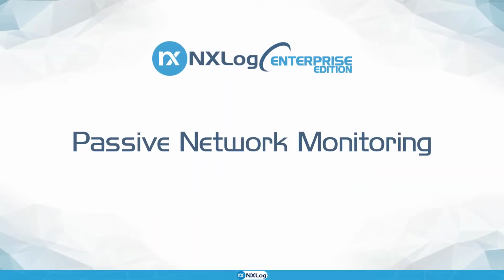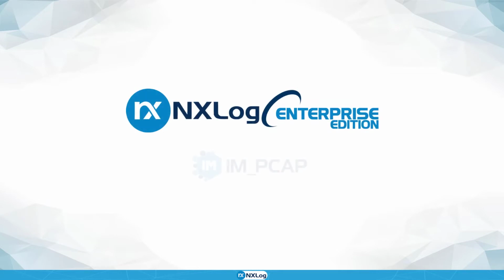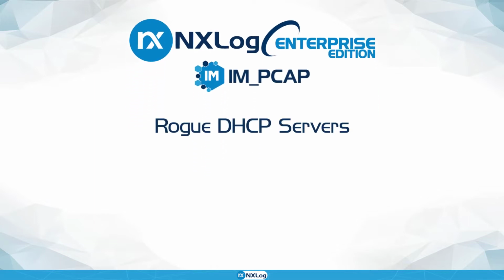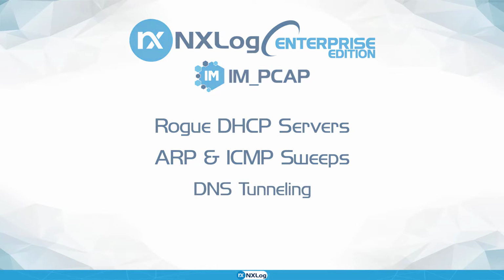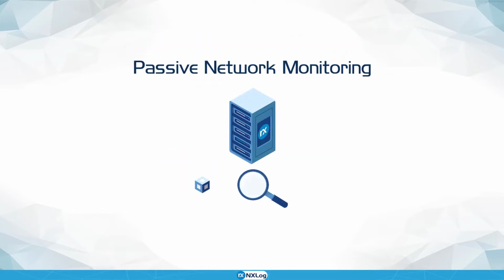In this tutorial series, I am exploring passive network monitoring and logging using NXLog Enterprise Edition and the included IMPCAP module. I showcase using the passive network monitoring abilities of NXLog Enterprise Edition to capture and log questionable network-related events such as rogue DHCP server replies, unexpected ARP and ICMP sweeps, and DNS tunneling. With passive network monitoring, administrators have the opportunity to capture network traffic from devices that are not configured or cannot be configured to forward network activity logs, as well as devices on the network they may not be aware of.